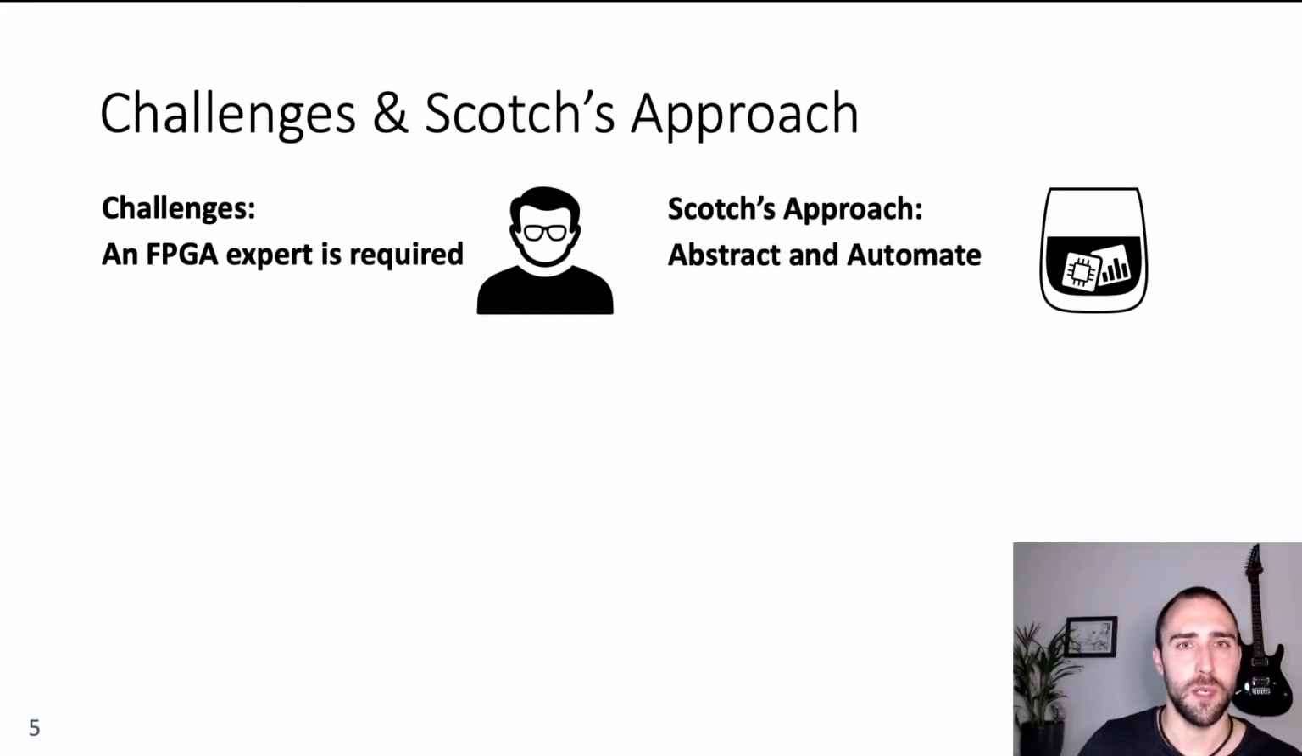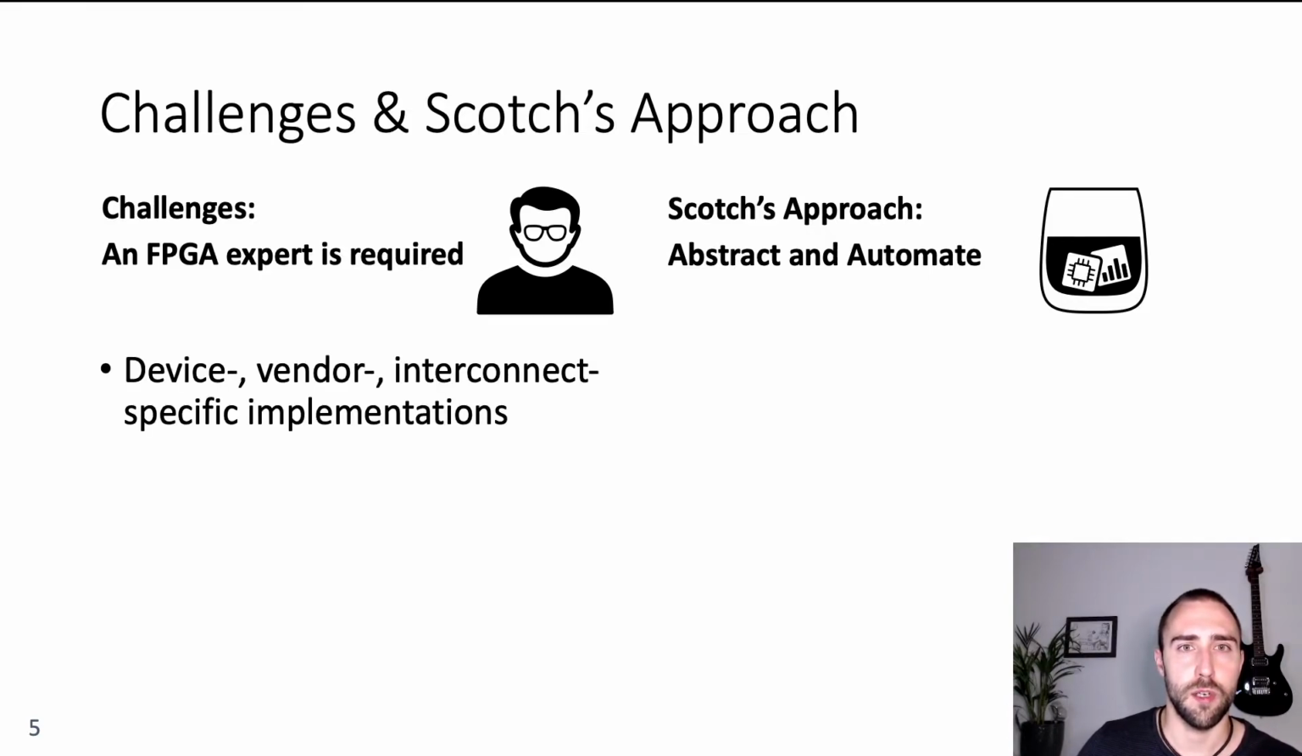The main challenge when implementing sketching on an FPGA is that one has to be an FPGA expert to do so. Scotch's approach to overcome this is to abstract and automate as much of the development process as possible. First, the implementation is device, vendor, and interconnect specific. The expert must take that into account, and any change to the setup requires non-trivial adjustments. Scotch overcomes this by being device and I/O agnostic. That means all algorithm-specific parts of the implementation work independent of the setup.